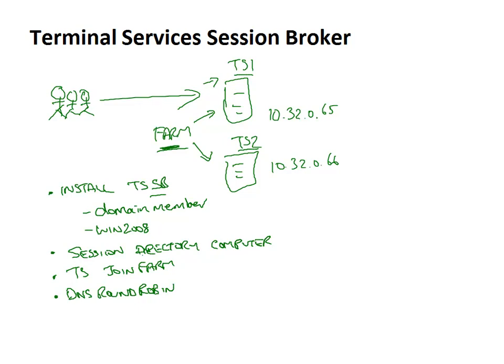In fact, of all these steps here, we've got 4 steps. We've got 1 to install, 2 to do the computer accounts, 3 to join the farm, and 4 DNS round robin. So of these 4 steps, I'm actually going to do the last one first, because step 1 we've already done. We installed the TS Session Broker role service in our first video when we installed terminal services. All right, so we've got 3 things to do. Let's get started.